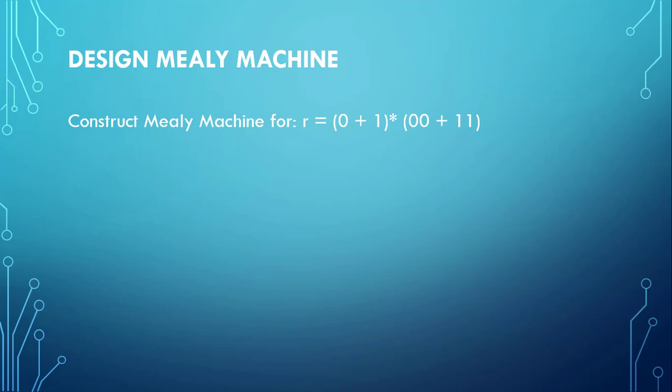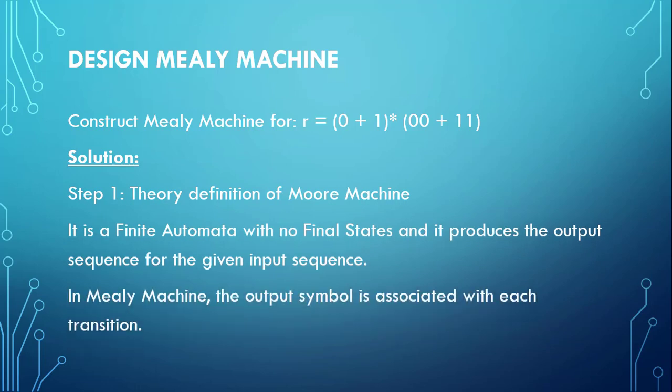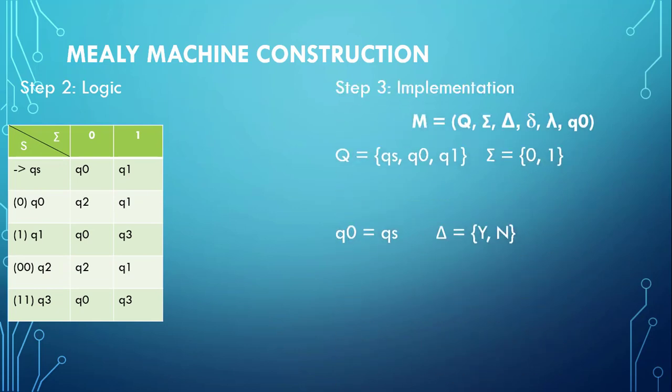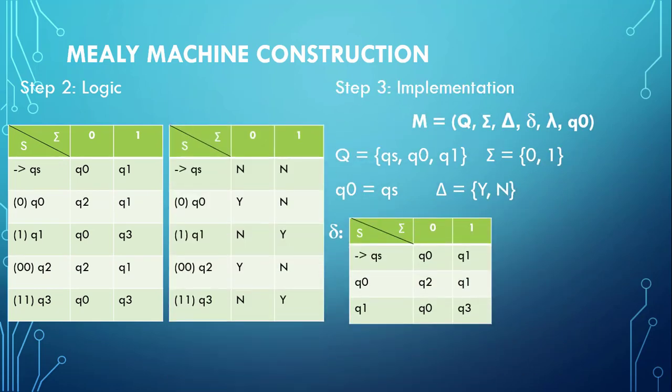Now we will go through another Mealy machine, that is R equals 0 plus 1 star 0 0 plus 1 1. That means this Mealy machine is going to check whether the given input ends in 00 or 11. So we will have the state transition diagram, state transition table and the mapping table. If it is ending in 00 or 11, we will print yes. If it is not ending in 00 or 11, we print no.